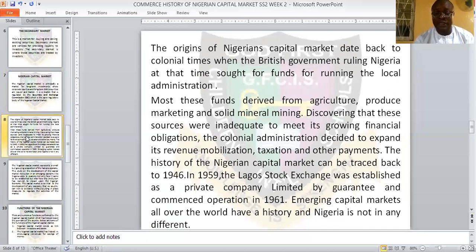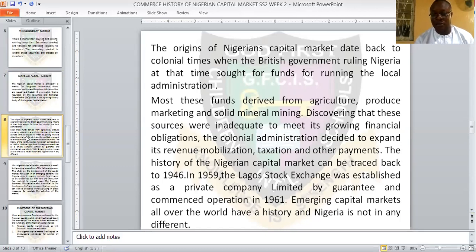So let us look at the history of the Nigerian capital market. The origin of the Nigerian capital market dates back to colonial times. That was when the colonial masters came to our country, and by the time they came, the British government was the one ruling. At that time, there was no money to fund this capital market, so it was very difficult for them to run the activities of the Nigerian capital market.